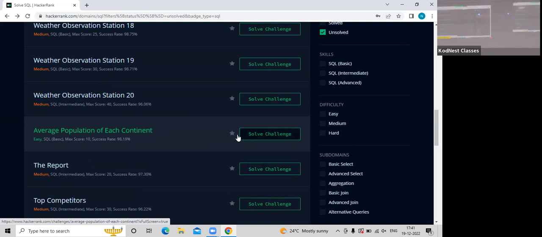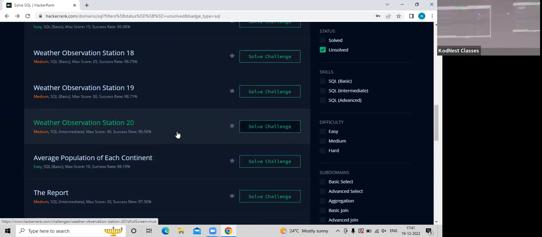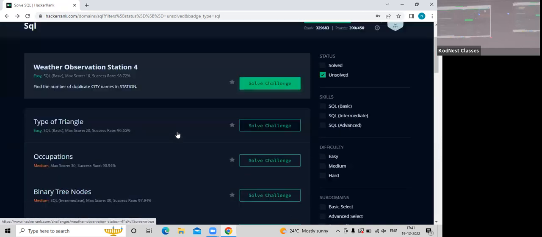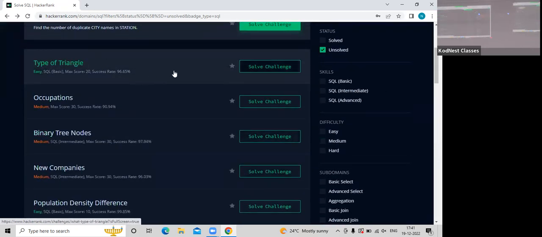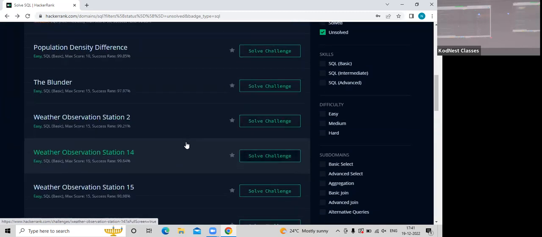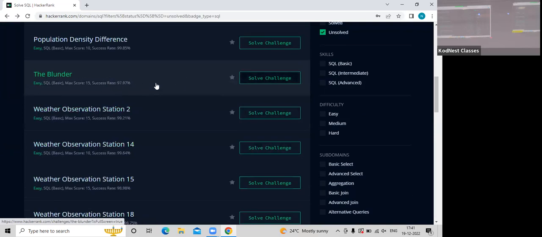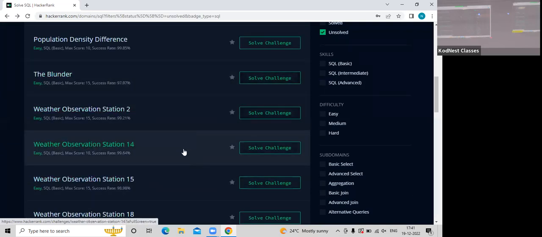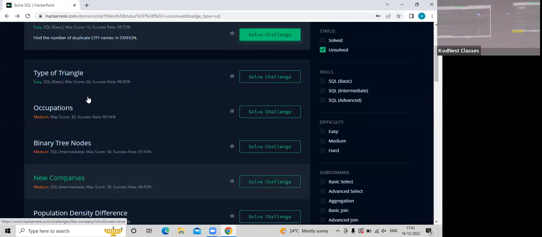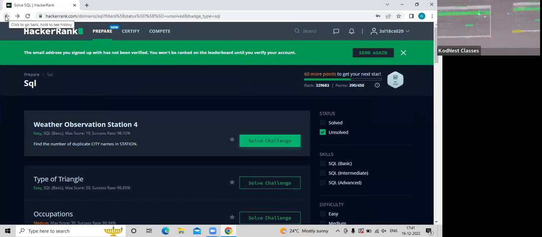This is one simple question which I want us to solve. Maybe in tomorrow's class only we will solve it. Average population of each continent. Maybe this type of triangle, we can solve that. I just want to check what this is. Let us check each of these questions and solve it in the next class. Is this clear? Everyone?